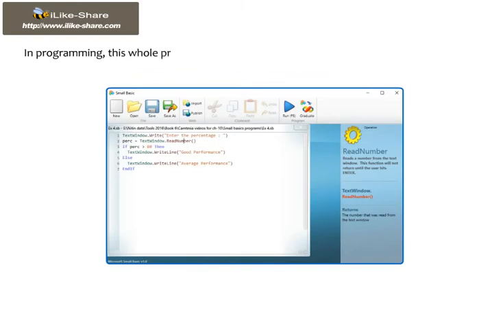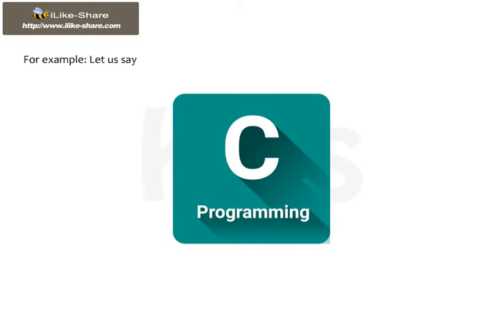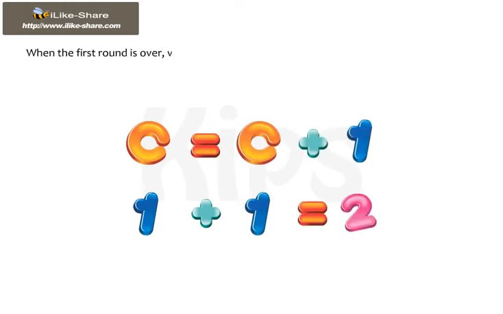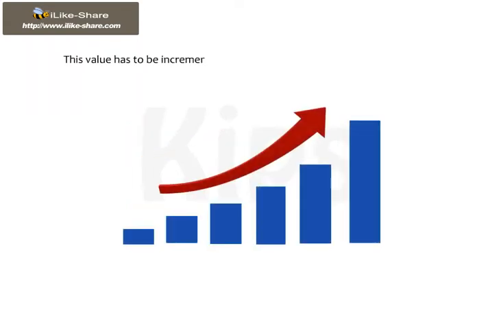In programming, this whole procedure involves setting a value by using a control variable and incrementing it until the process is completed. For example, let us say the control variable is c, which starts afresh from the starting number. This number is usually 0. When the first round is over, value of c becomes 1. After the second round, its value becomes c equals c plus 1, that is 1 plus 1 equals 2, and so on. This value has to be incremented every time the required process is repeated.